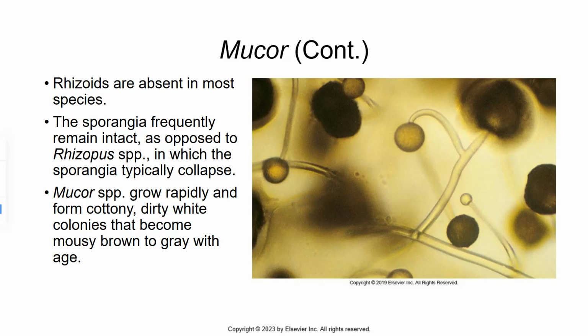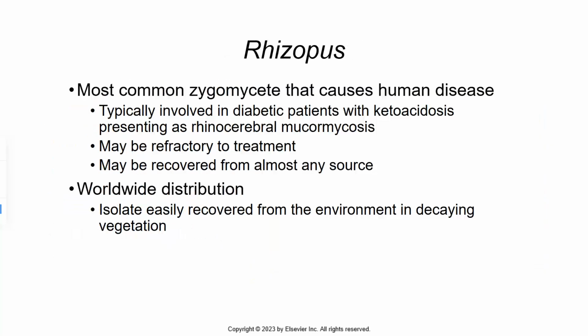So in Mucor, rhizoids are absent in most species. The sporangia frequently remain intact, as opposed to Rhizopus species, in which sporangia typically collapse. Mucor grows rapidly and forms cottony, dirty white colonies that become mousy brown to gray with age. Rhizopus is the most common zygomycete that causes human disease, typically in diabetic patients with ketoacidosis, presenting as rhinocerebral mucormycosis. It may be refractory to treatment and may be recovered from almost any source. Rhizopus is our common bread mold. So having molds around the immunocompromised is very dangerous.